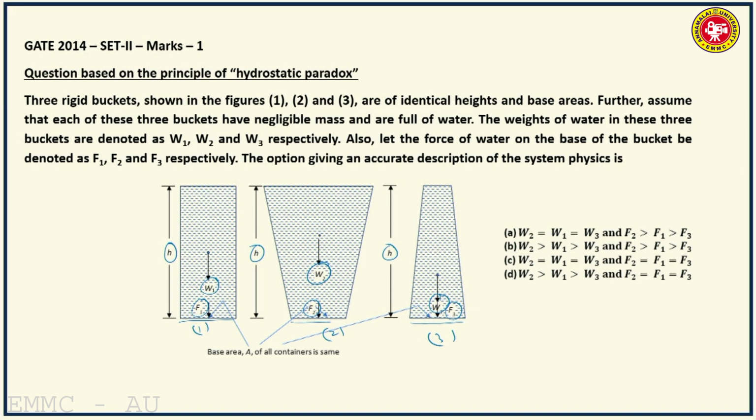The option giving an accurate description of the system physics is, so we have 4 options. The first option, W2 equal W1 equal W3. So definitely the weight will not be same. They will be different. Okay.